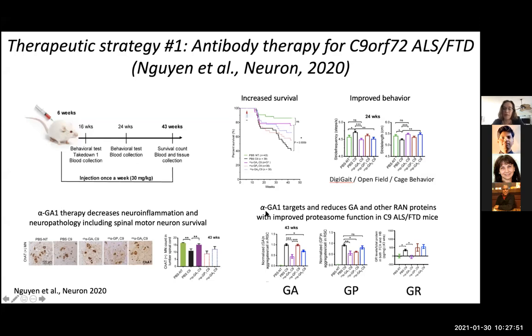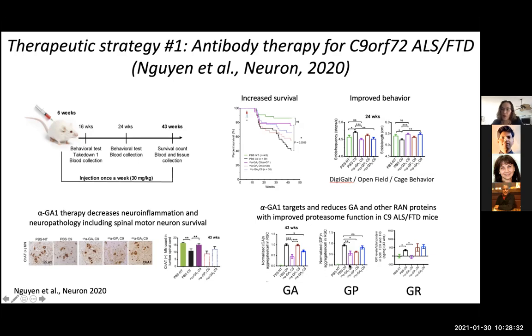A big surprise to us was that the anti-GA1 antibody targeted not only GA, but also GP and GR. We were expecting it would target GA, and it did, reducing GA levels when the mice were given the GA antibody. GA levels are not reduced when the mice were given the GP antibody. Both GA antibodies worked to some degree, but the GA1 antibody worked better than the GA2 antibody.